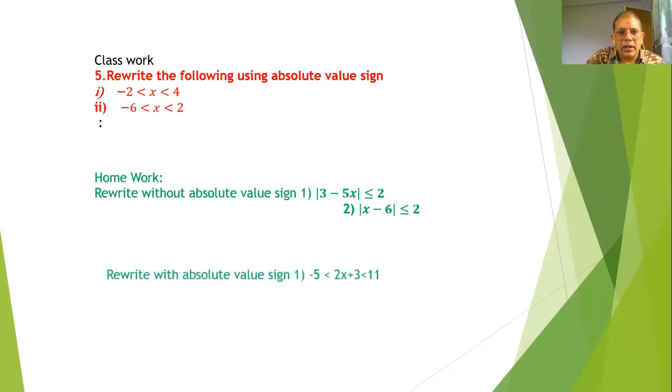Then after, rewrite without absolute value sign. This also I want to give you, this one. It is your revision for you. And another question also you have.